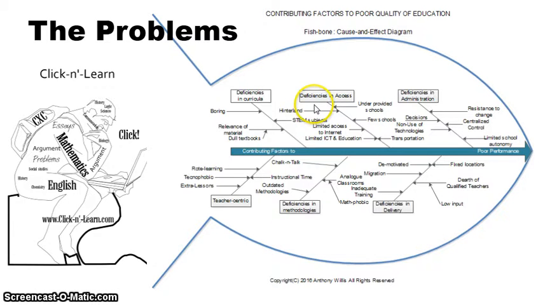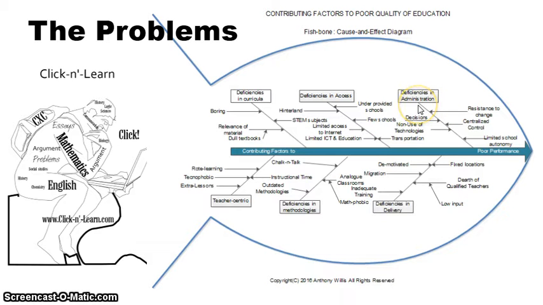Another element that contributes to poor performance is deficiencies in access. There are many schools that are under-resourced, with limited access to the internet, limited level of ICT and education integration, under-provided schools. Schools in remote areas are pretty far away from the homes of families, so there are transportation difficulties.